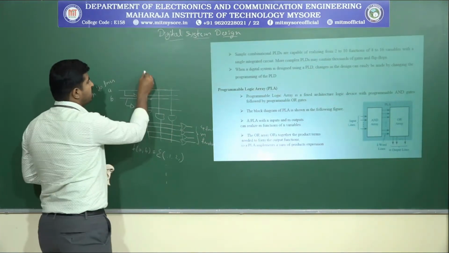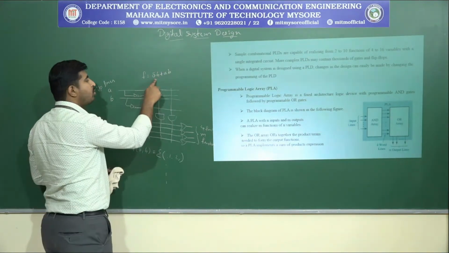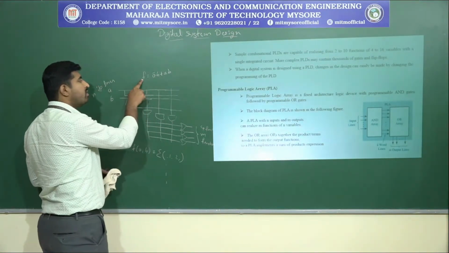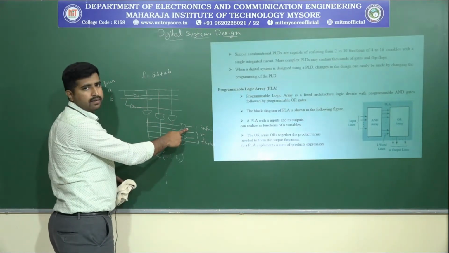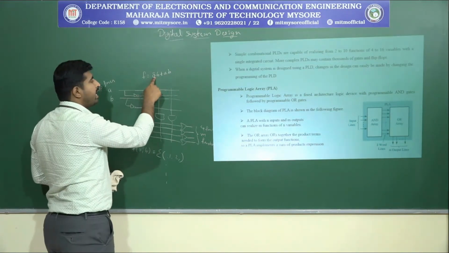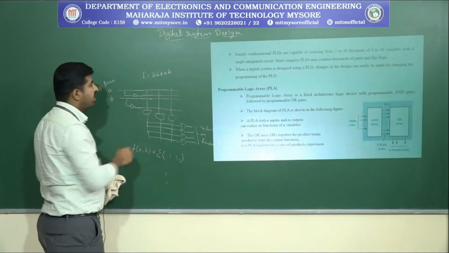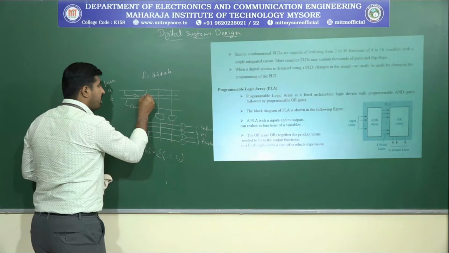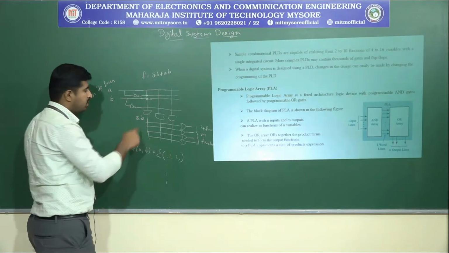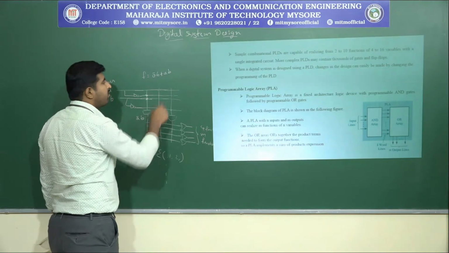Assume that we need to implement a function that is a bar b plus ab. Here we have 2 product terms, that means we need 2 AND gates. And we are going to implement 1 function, that means we need only 1 OR gate. So how are we going to implement this? We need the a bar b product term. By using this AND gate we can implement a bar b. Here a bar will be connected and b will be connected, and this AND gate will give a bar b. Next, this AND gate will give the ab.